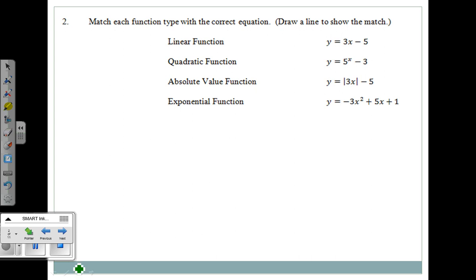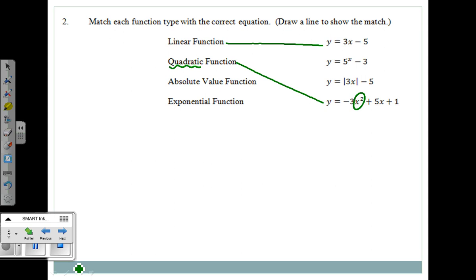So to match this up, we can see that a linear function is the most basic kind. Nothing weird, nothing strange is happening to the x. It's just a regular x with a normal exponent of 1, where we don't even see the exponent. So that would be that first equation right there. Quadratic, that tells us that we have an x squared, and that that's the highest exponent we have on the x.